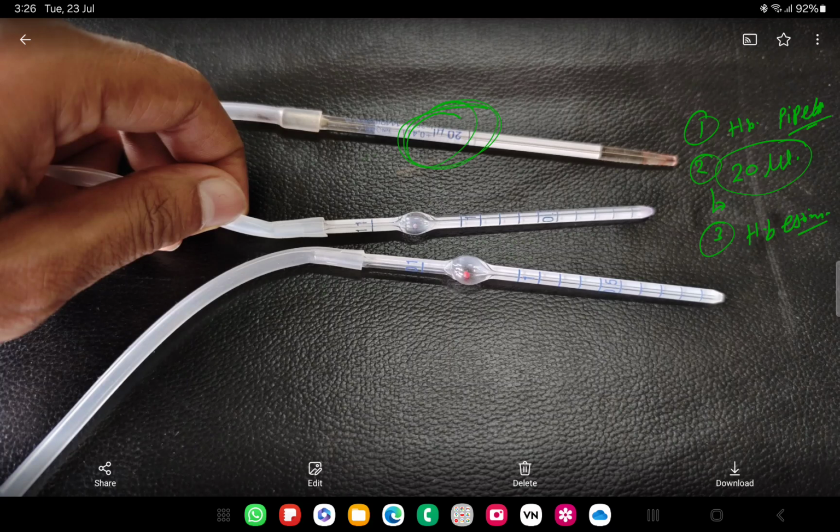So the 3 pipettes are clear. One is the RBC pipette, second one is the WBC pipette, and the hemoglobinometer pipette, or you can say Sahli's hemoglobinometer pipette. Okay. So this method is used in Sahli's hemoglobinometer estimation.